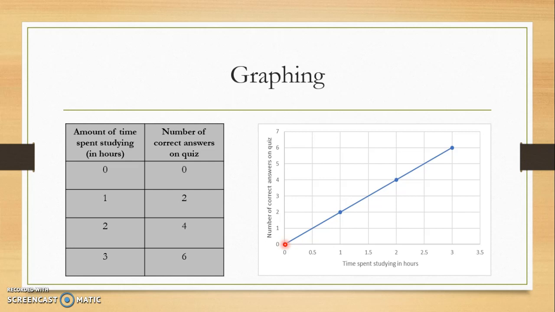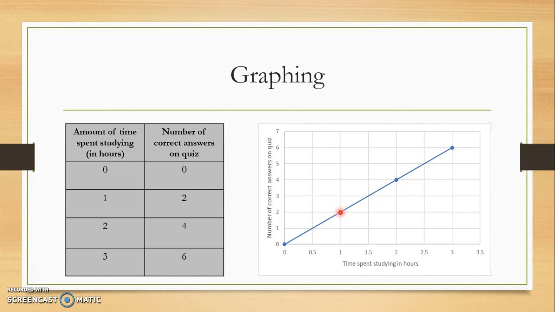Then you do the same thing for 1, 2. So you locate 1 on the x-axis, and from there you go up to locate your y value, which is 2, and that's where you plot your point. You continue to do this until you've plotted all of your given values and you end up with a graph like the one you see here.